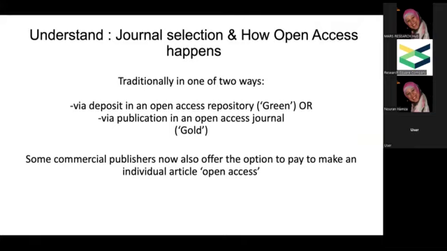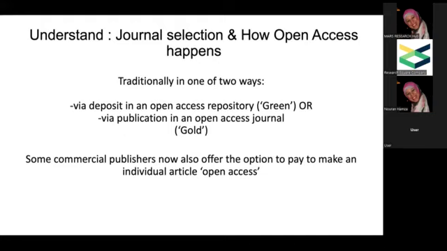It happens in one of two ways. It happens by submitting an article to a traditional publisher and then putting a draft of that article, an earlier draft, onto a repository like a preprint server or onto your institutional website. An open access repository, that's called green open access publishing. Or we submit a paper, one of our papers, to a fully open access journal. That's called gold open access.